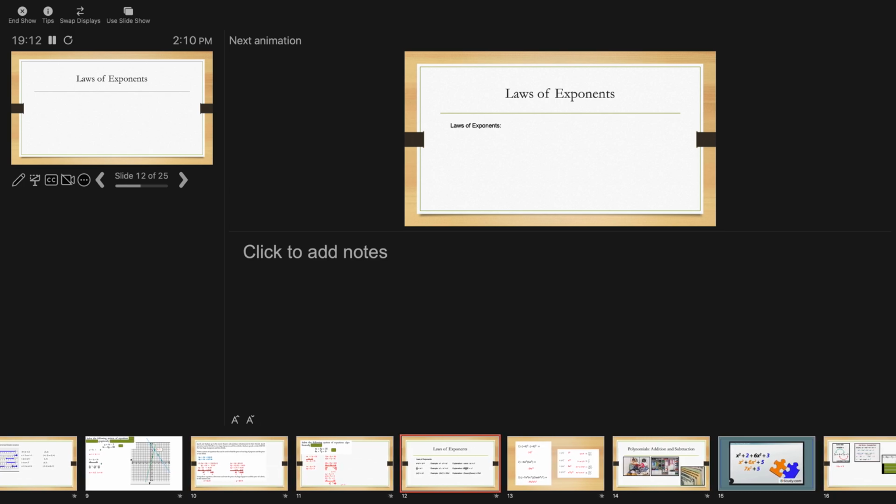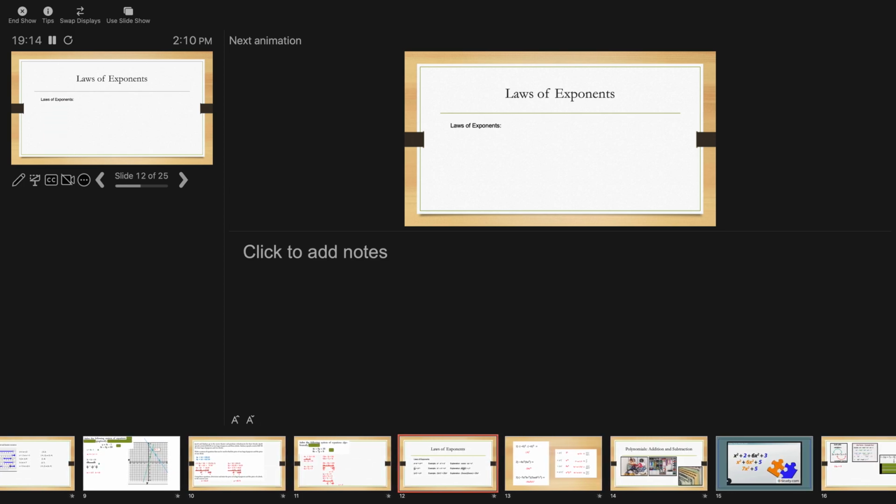Okay, a little review of the laws of exponents. They were x to the a times x to the b is x to the a plus b. So x to the 5 times x to the 2 is x to the 7. We gave you the explanation last week. I won't do that again.